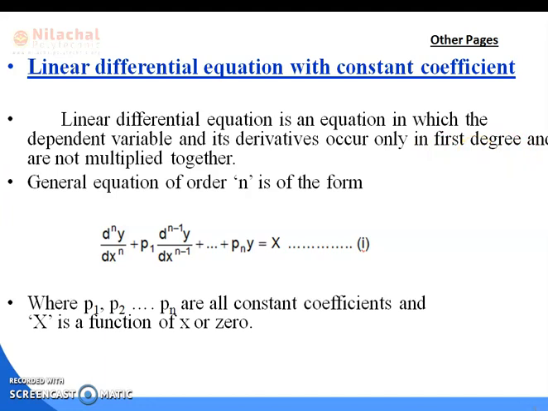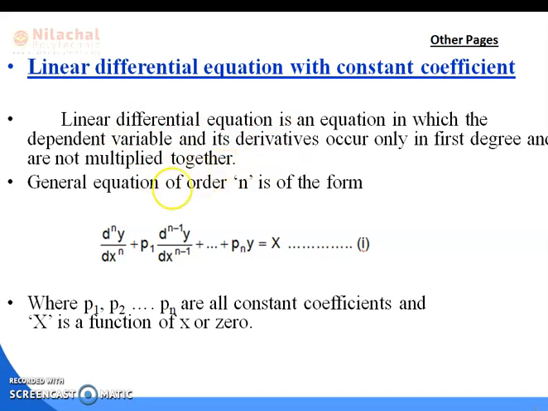The dependent variable is y, and derivatives mean dy by dx or d square y by dx square. Their power must be 1. First degree means the power must be 1. Clear? So they must occur in first degree and are not multiplied together. Both the dependent variable and its derivatives should not be multiplied in your equation. If they are multiplied, that is not a linear differential equation. So your equation must be of first degree, and the dependent variable and its derivatives should not be multiplied together. This condition shows that your equation is a linear differential equation.